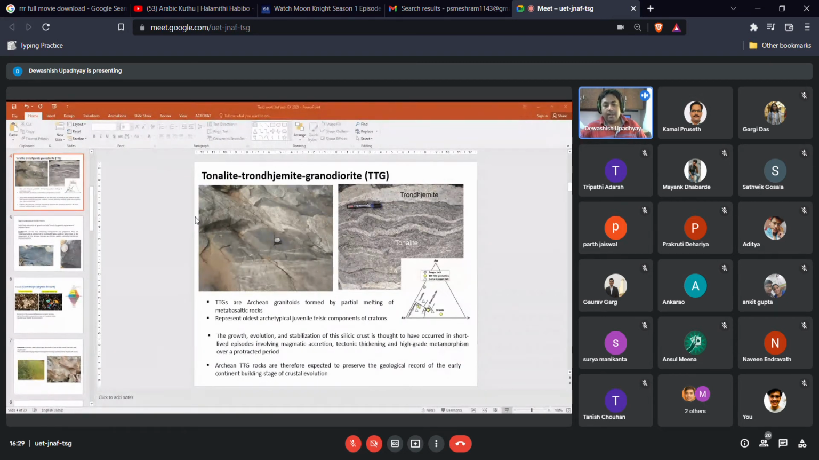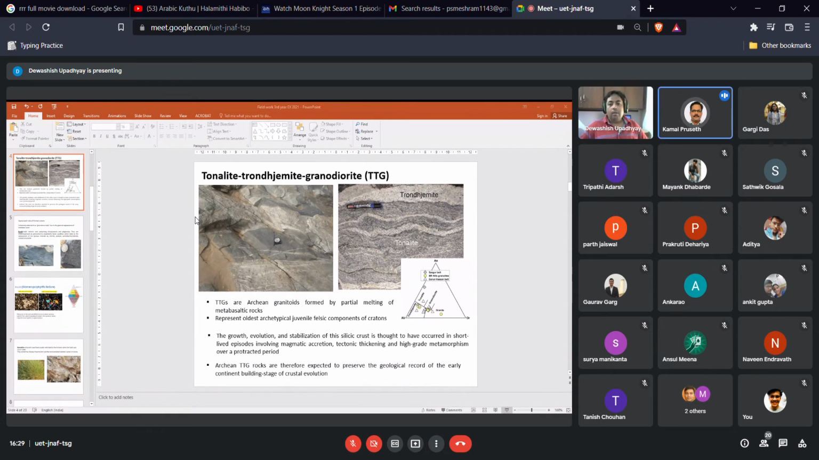So, because these represent the earliest felsic crust, and since the continental crust is made up dominantly of felsic rock, the Archean TTGs preserve the archive of the earliest phases of the building of the continents, and that is why they are of such great interest to people who study earlier processes.